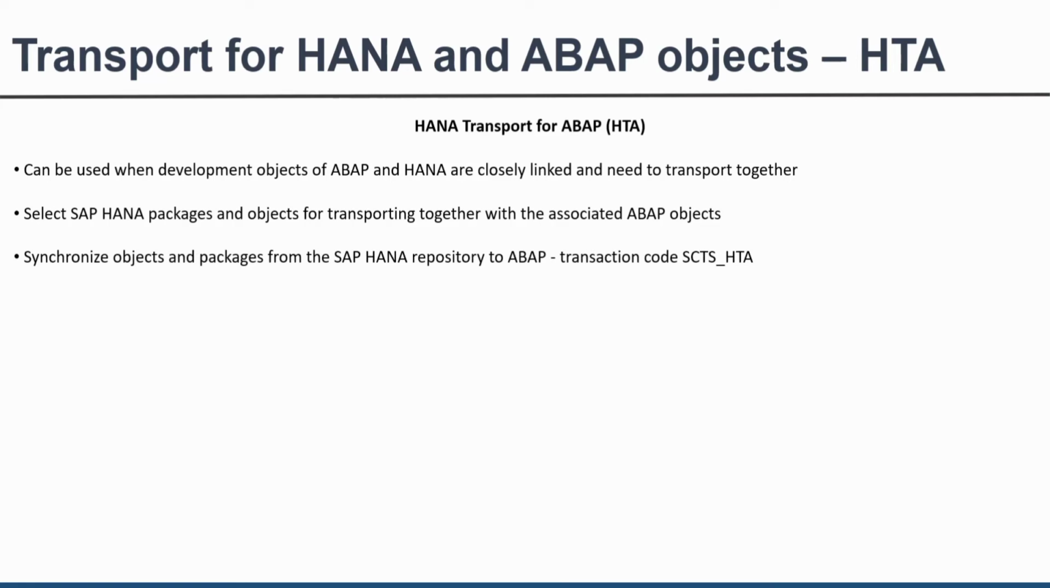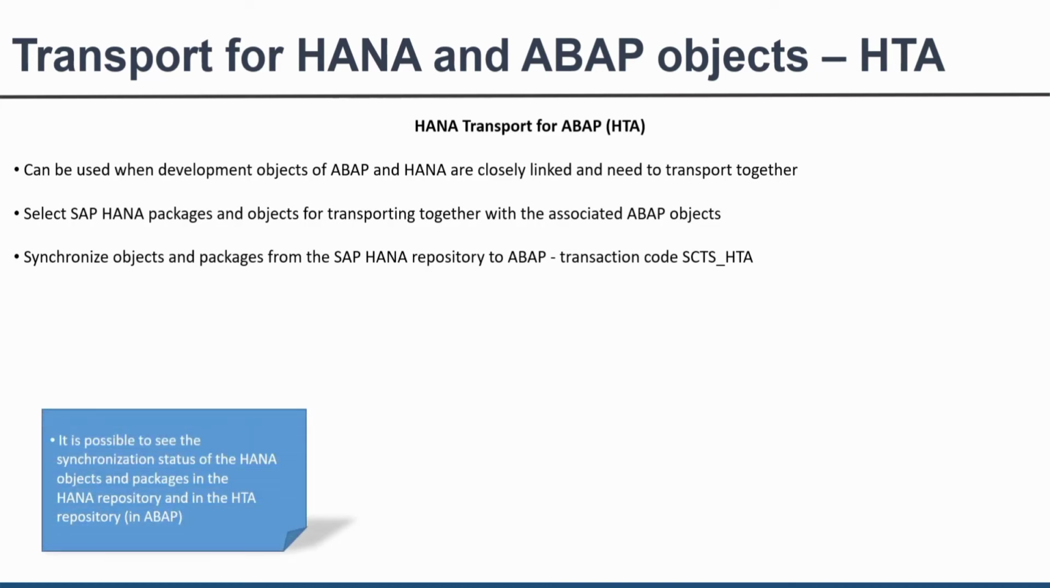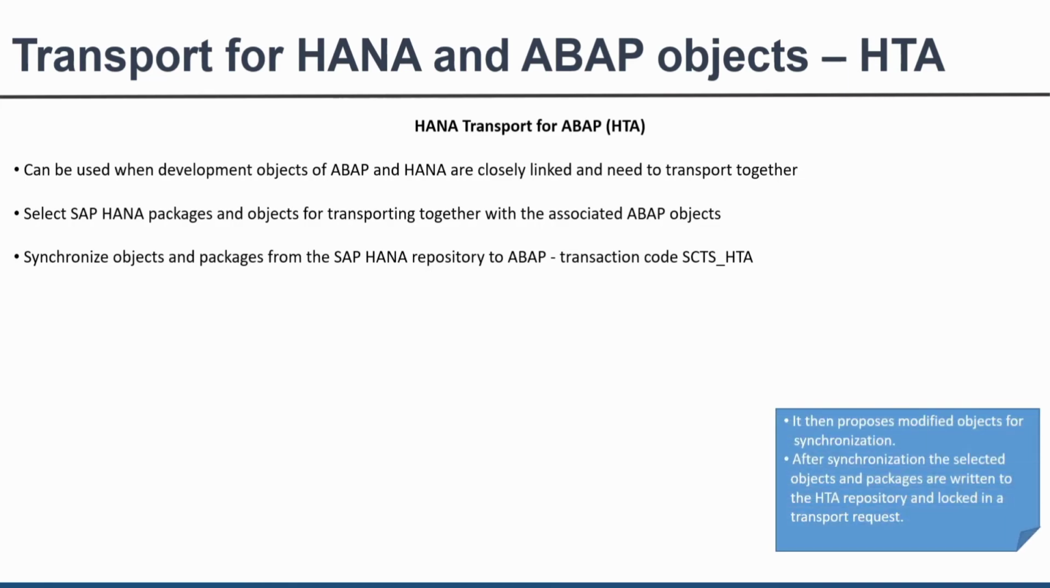You have to first synchronize these objects and packages from the HANA repository to ABAP. The transaction code for the same is SCTS_HTA. So how it happens is you can synchronize the status of ABAP objects and packages from the HANA repository and HTA.